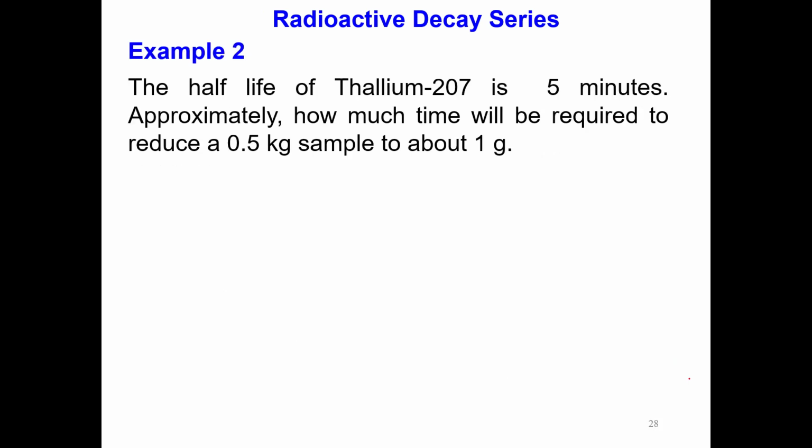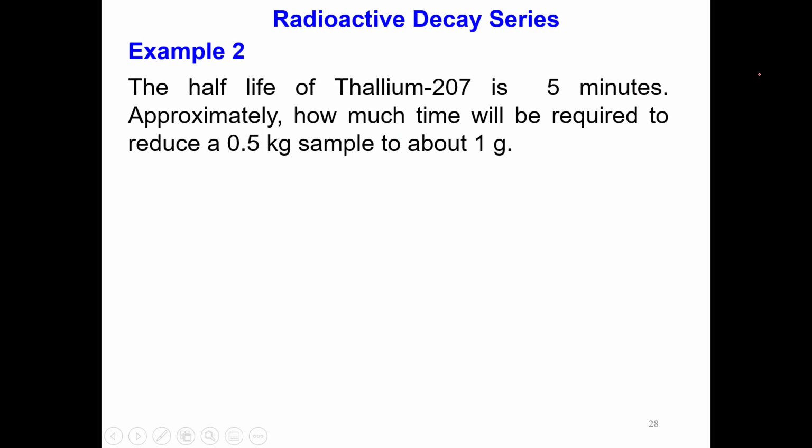Let's try one more problem. In this case, we want to solve this problem. If the half-life of thallium-207 is 5 minutes, we want to calculate how much time will be required to reduce 0.5 kilograms of the thallium to about 1 gram. This is to about, yes, that is important, to about.